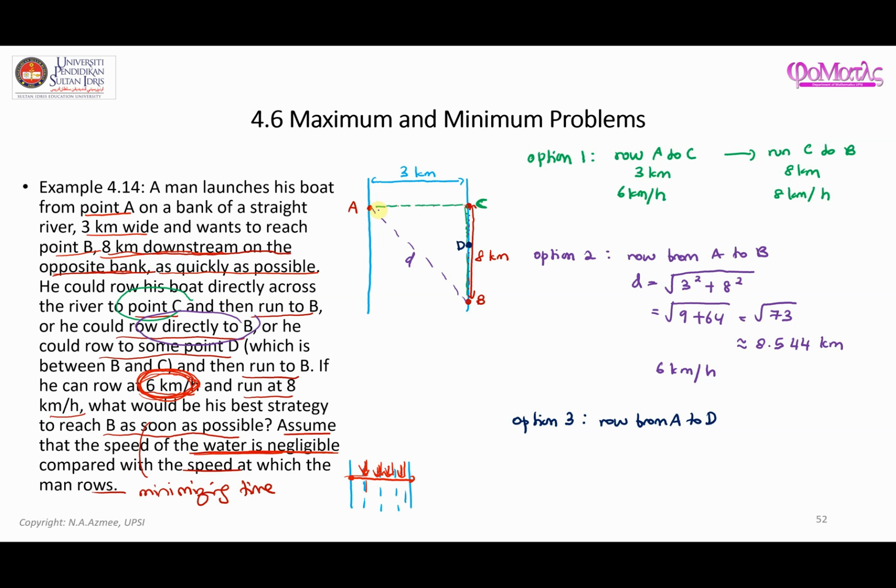Again, the distance can be found. This is the distance of rowing from A to D. I'm going to call the distance y. So y equals the square root of 3 squared, since I know that the length here is 3 kilometers, plus x squared, since I don't know this length and can call it x. In this form, we cannot simplify that anymore.